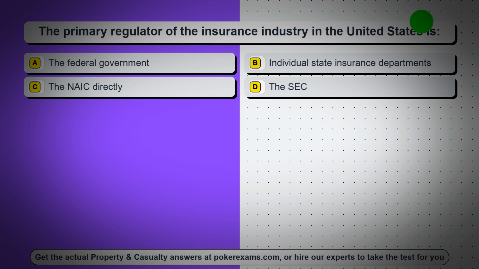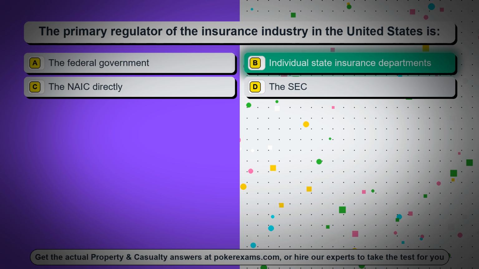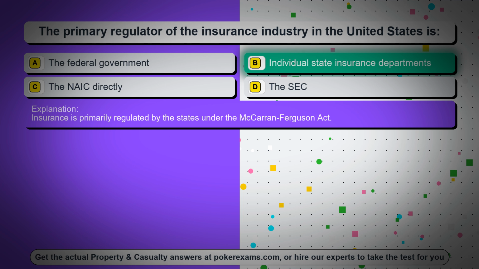Question 65. The primary regulator of the insurance industry in the United States is: Option A, the federal government; Option B, individual state insurance departments; Option C, the NAIC directly; Option D, the SEC. The correct answer is Option B, individual state insurance departments. Insurance is primarily regulated by the states under the McCarran-Ferguson Act.